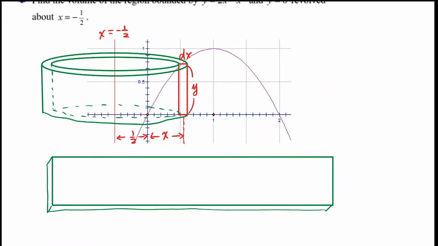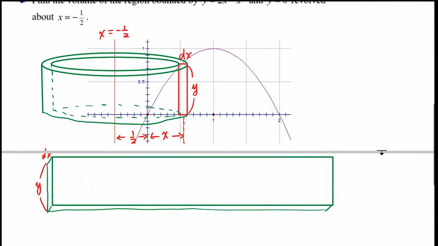Do you see it? So what we have here is, this is y. Remember, this is our rectangle. And this thickness right there is dx. So the only question is, how long is this rectangle? Somebody tell me how long this rectangle is.